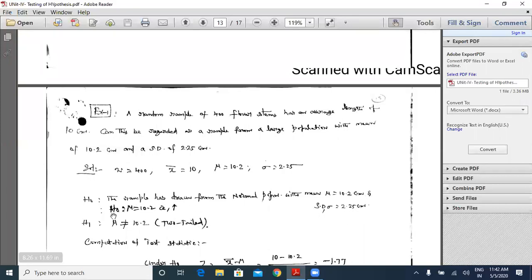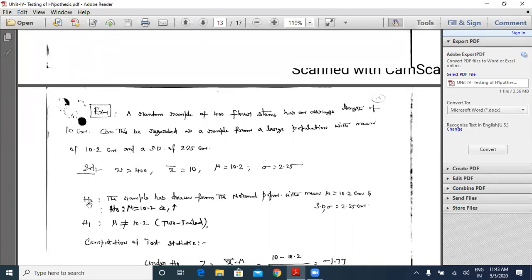So symbolically you can write H naught: mu is equal to 10.2. Then immediately H1: mu is not equal to 10.2, because in this problem it is not given mu greater than 10.2 or mu less than 10.2. Nothing is given, so we'll simply take mu is not equal to 10.2. So it is a two-tailed test.